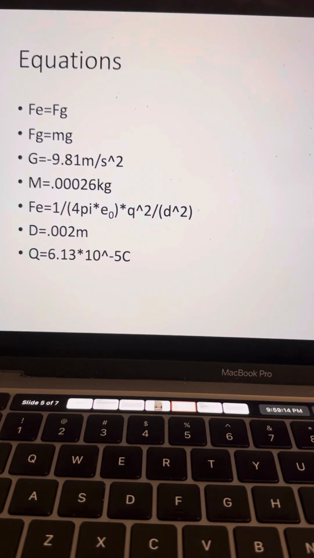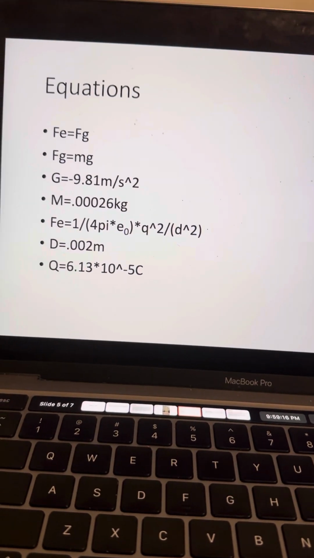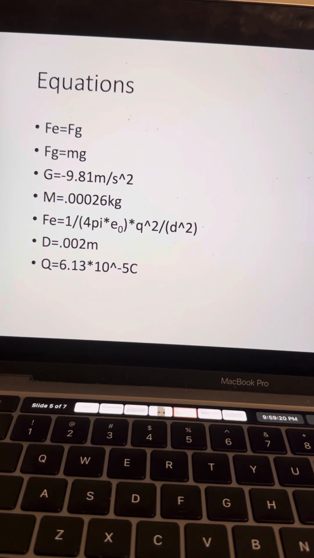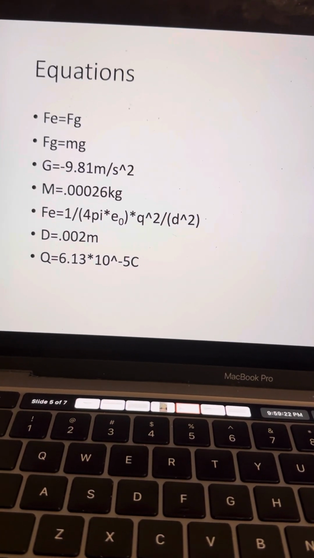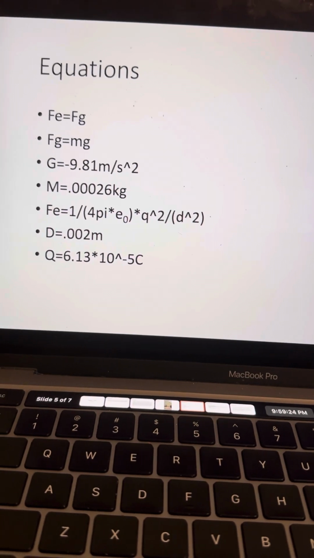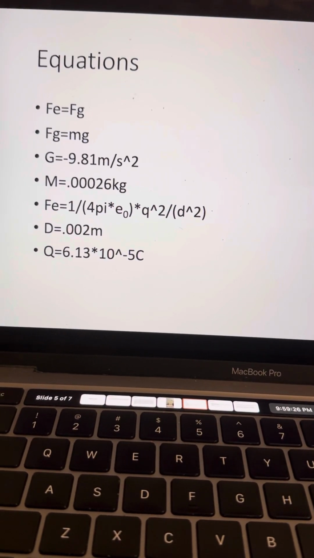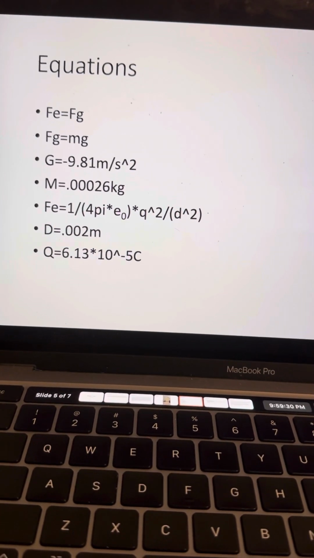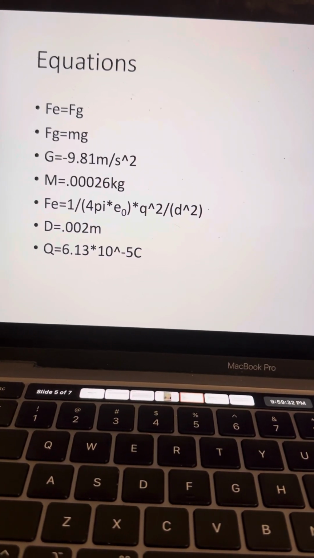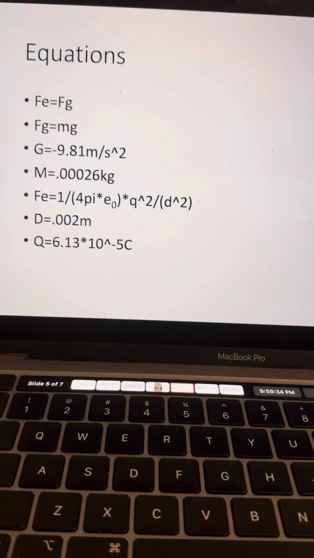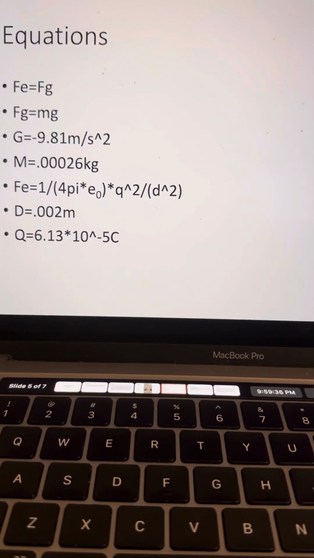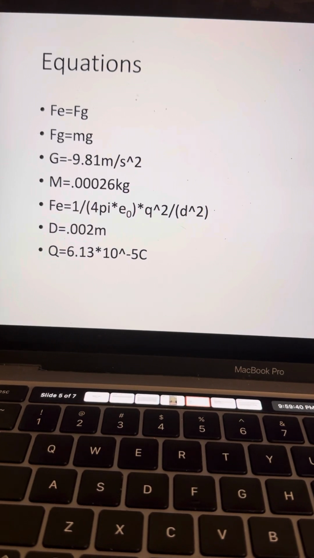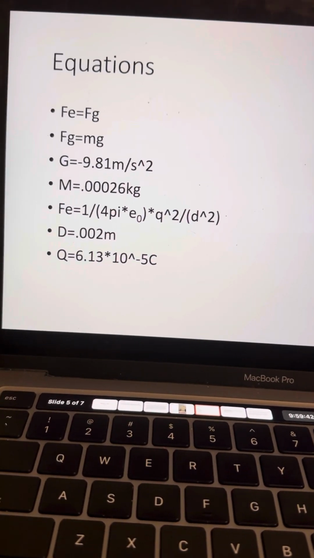0.0026 kilograms, roughly thereabouts. And the electrical force is 1 over 4 pi epsilon naught times Q squared over the distance between charges squared. And in this case, d was approximately 0.002 meters. And once you plug in all the values, Q for each piece of tape was 6.13 times 10 to the negative fifth coulombs.